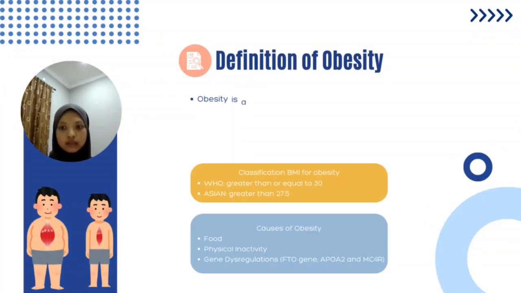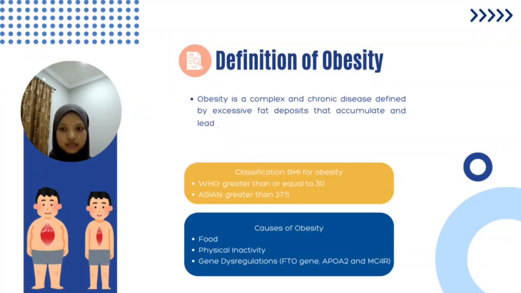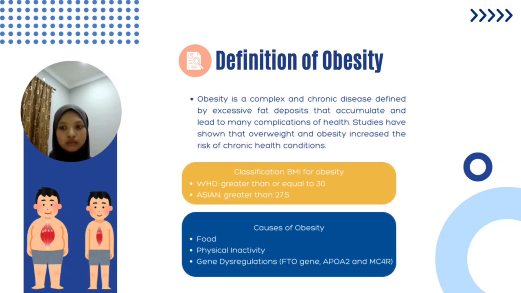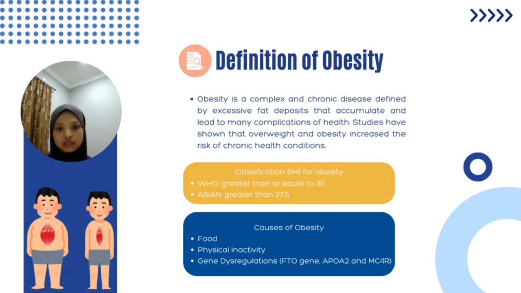Definition of obesity. Obesity is a complex and chronic disease defined by excessive fat deposits that accumulate and lead to many health complications. Studies have shown that overweight and obesity increase the risk of chronic health conditions such as type 2 diabetes mellitus and cardiovascular disease.